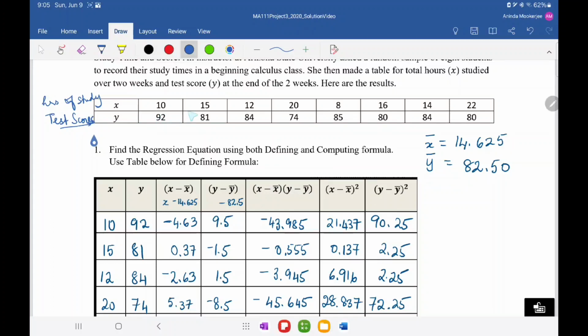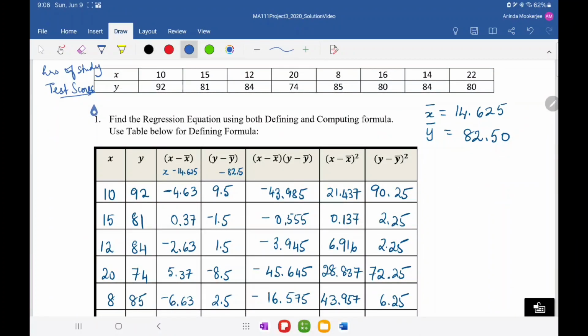So here is our actual data, the different values for X and the different values of Y. So 10, 92. So when somebody studied 10 hours in 2 weeks, the score was 92. Another person studied 15 hours over 2 weeks, the score was 81. Another person 12 hours, 84; 20 hours, 74; 8 hours, 85. And that's how it's going, all right, with the data, or how to interpret the data.